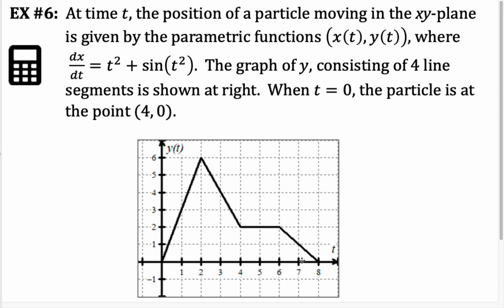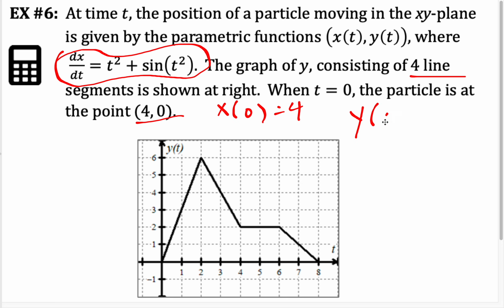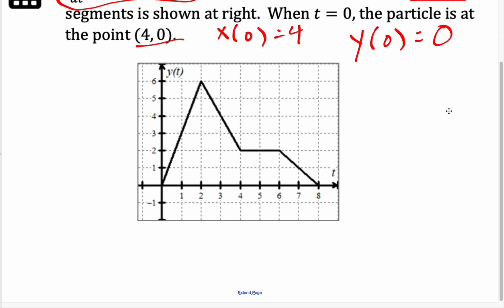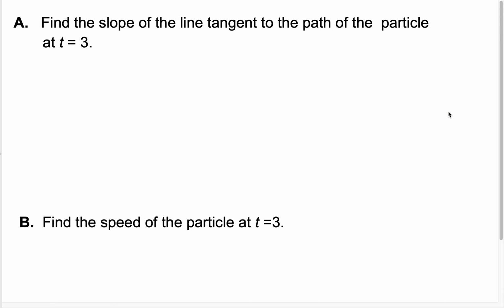Okay, so I'm looking at example 6. We probably should at least start it. I may not finish it. All right, so at time t, the position of the particle moving in the xy plane is given by the parametric equations, where it gives us dx dt right here. The graph of y consisting of 4 line segments is shown below. When t equals 0, the particle is at the point (4, 0). So that means that x of 0 is 4 and y of 0 is 0. That's what that means. All right, so let's go to part A.